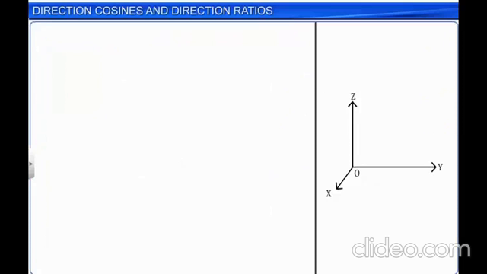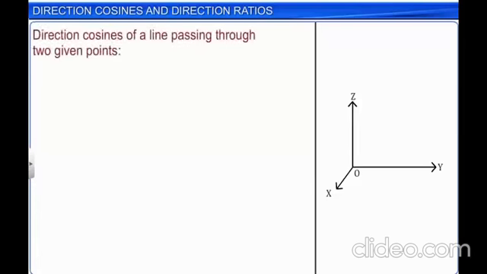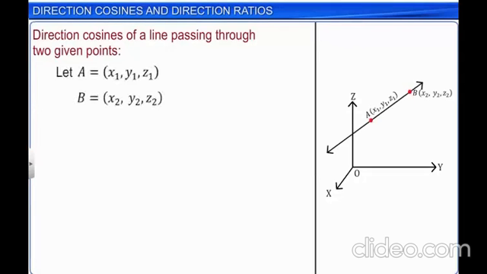Now, we will derive a formula to find the direction cosines of a line passing through two given points. Consider a line passing through two given points, A and B, as shown here. Let us find the direction cosines of this line.